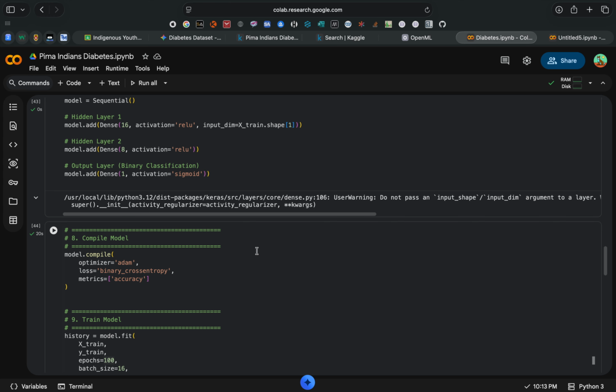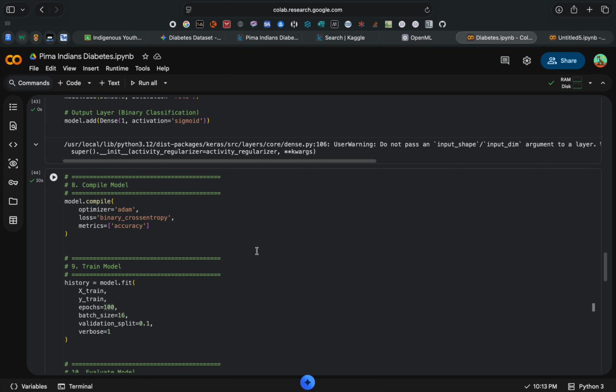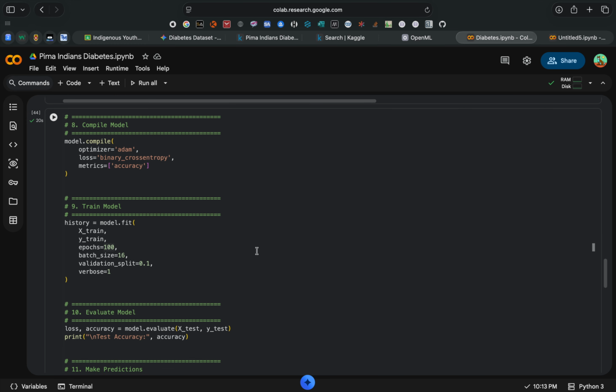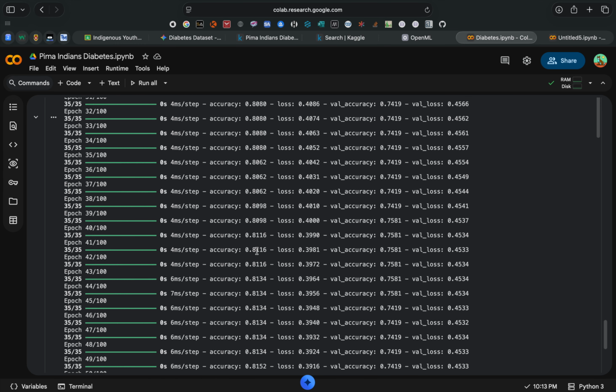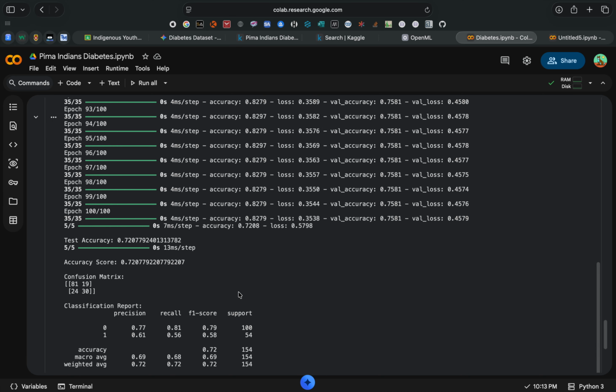The model is then trained for 100 epochs with a batch size of 16. I also use a validation split during the training, so part of the training data can be used to monitor performance while the model learns. After training, I evaluate the model on the test set. My final test accuracy was about 72.1%, or 72%. This means the model correctly classified about 72% of the unseen test examples.